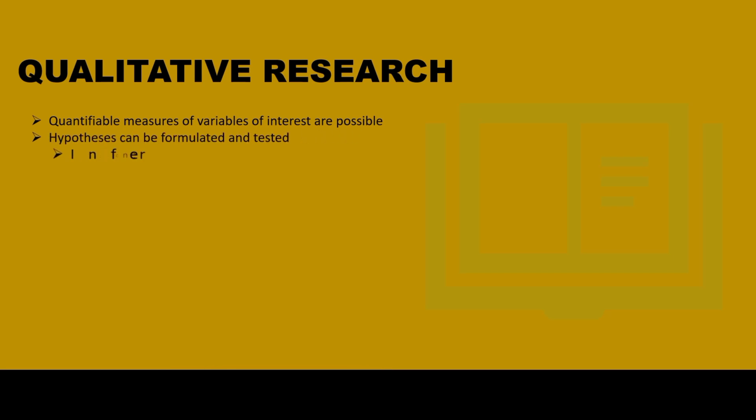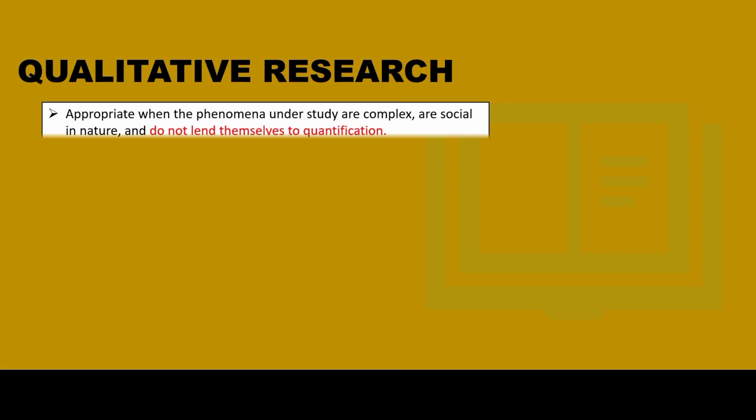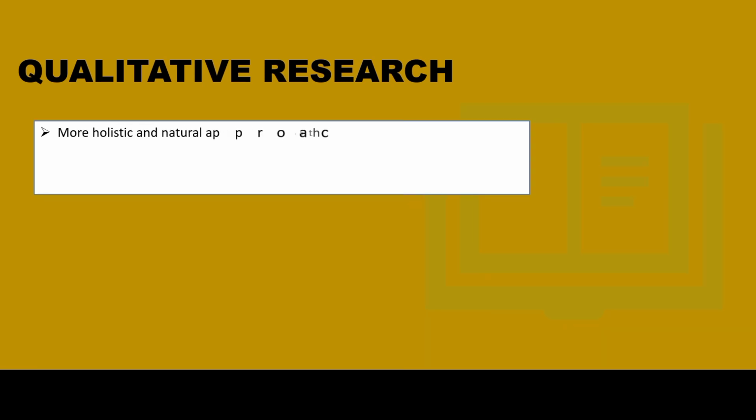Quantitative research is appropriate where quantifiable measures of variables of interest are possible, where hypotheses can be formulated and tested, and inferences drawn from samples to populations. Qualitative methods, on the other hand, are appropriate when the phenomena under study are complex, are social in nature, and do not lend themselves to quantification.